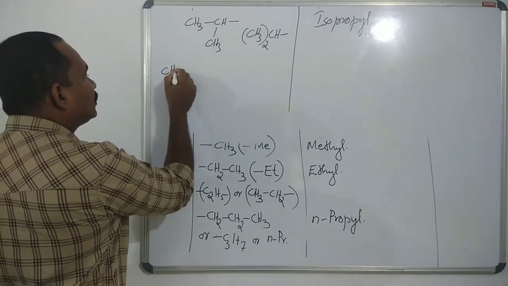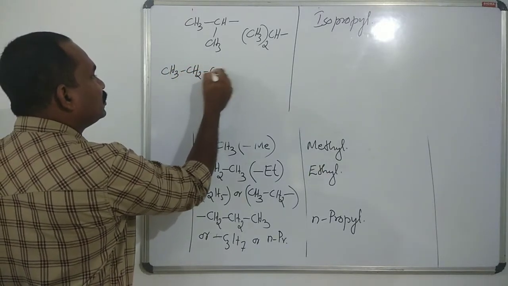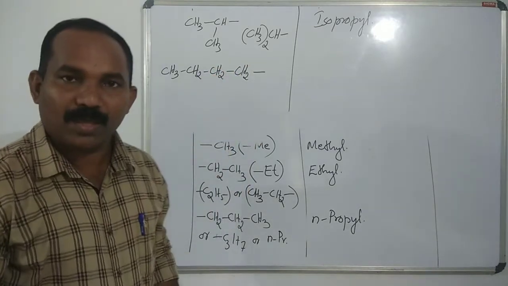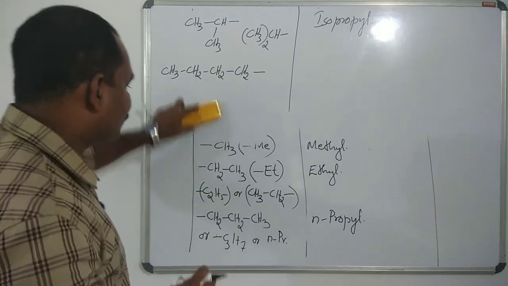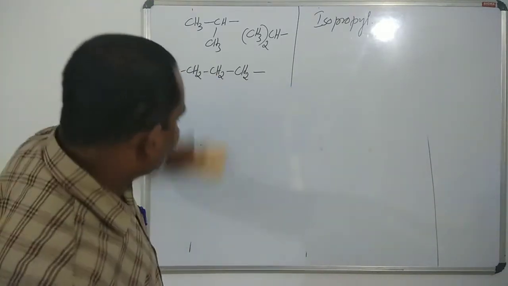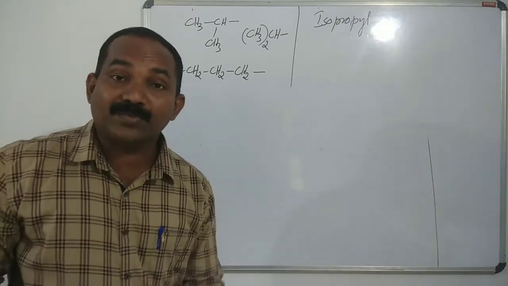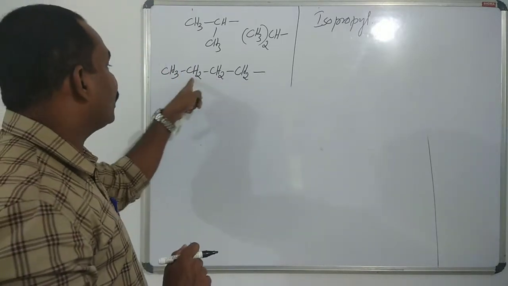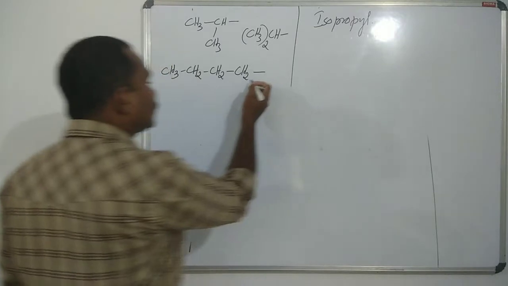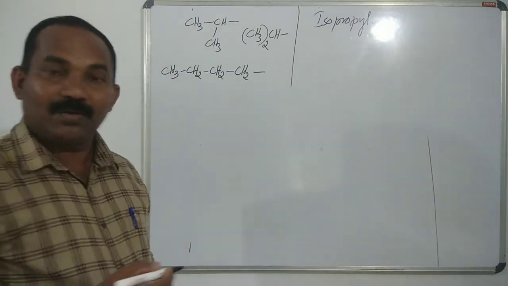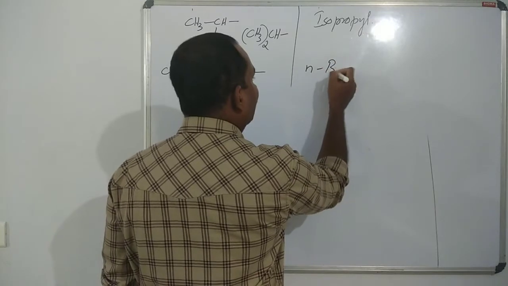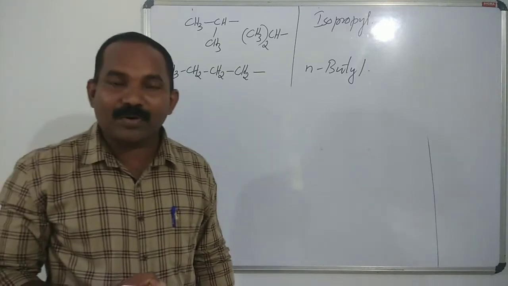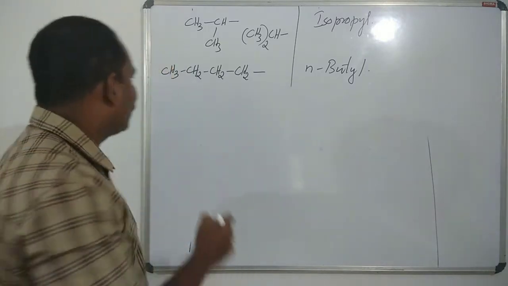Another is CH3, CH2. Okay, very important, please listen. How many carbon atoms are in this alkyl group? There are 4 carbon atoms, and also it is a straight chain. So it is the n-butyl group. A very important n-butyl group.